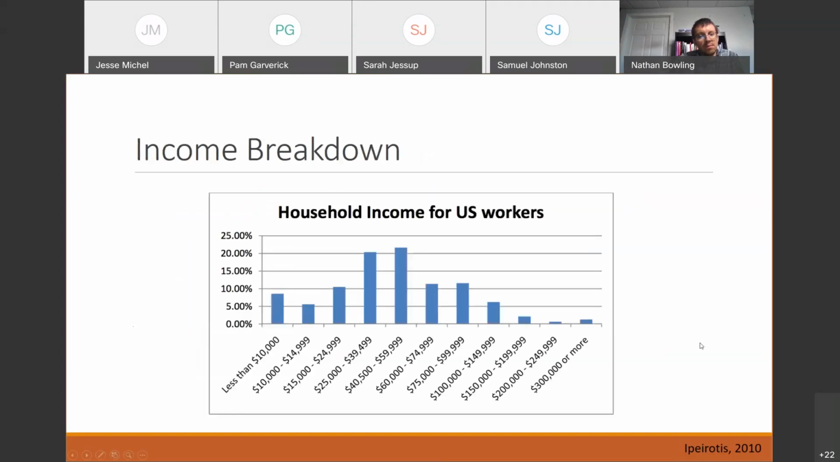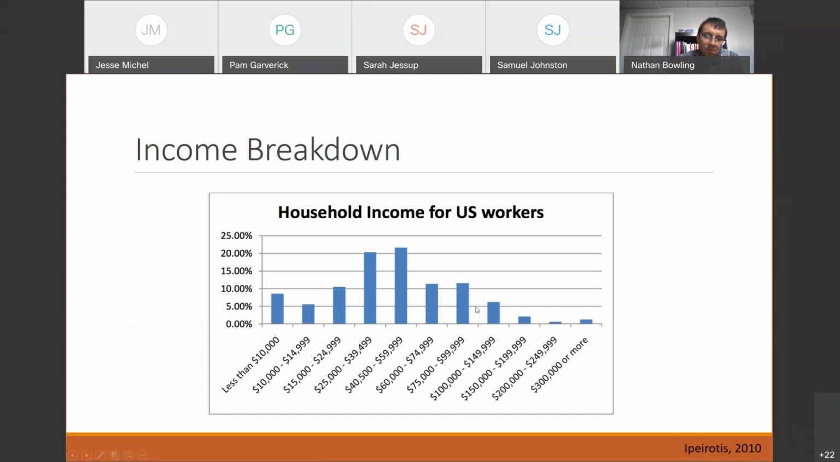All right, income breakdown. Again, this is pretty representative. I offhand don't know what the annual income for U.S. workers is. I should know that. So minimum wage is what, $7.25? So that turns out to be, gosh, that's under 20 grand.